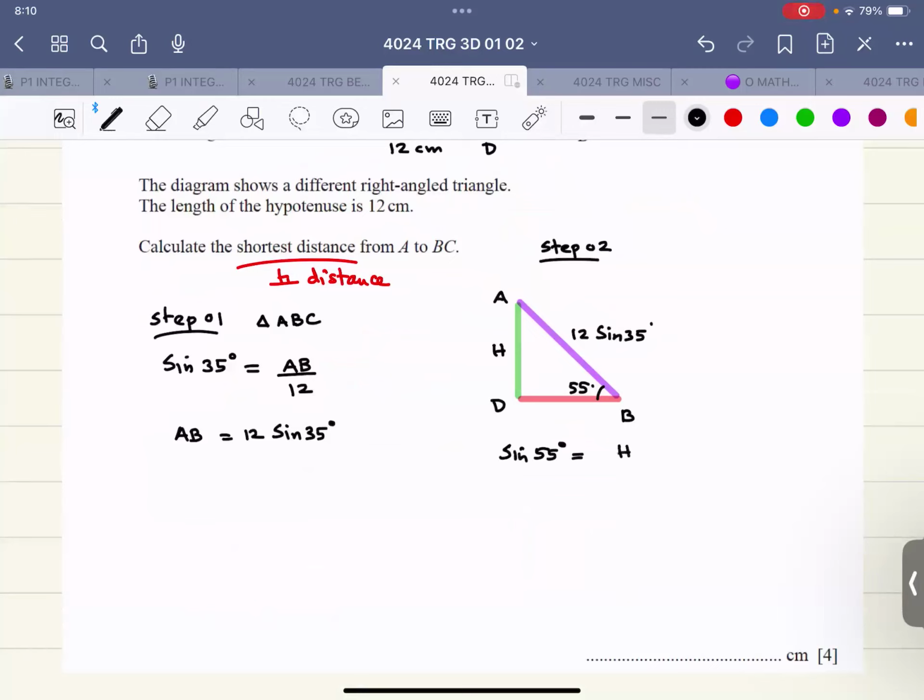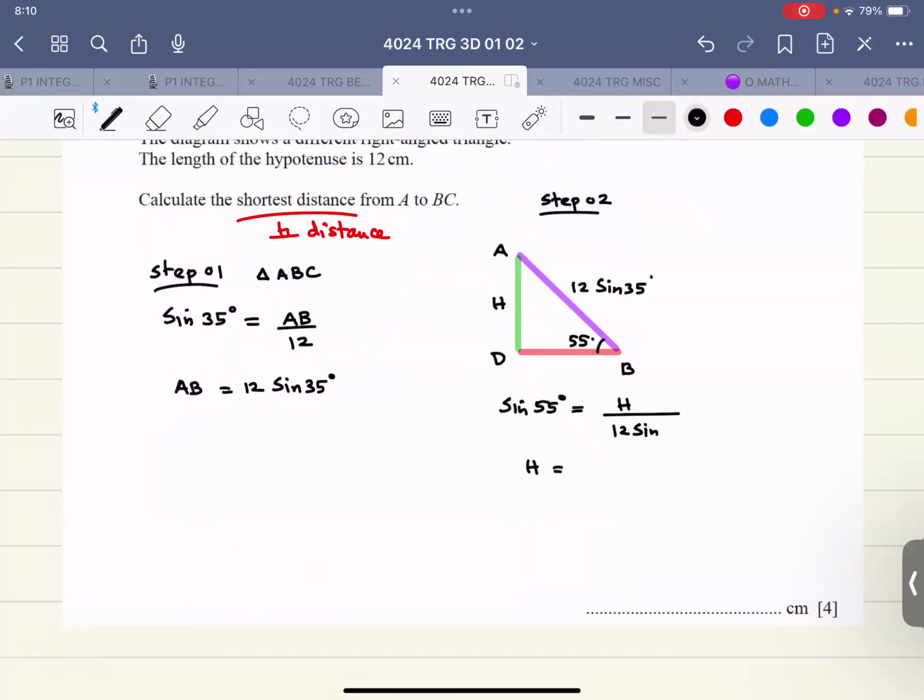this is not 55, this is 35. Let me just correct myself. Yeah, this is 35. So H equals 12 sine 35 multiplied by sine of 55. Let me use this value first, 12 sine 35. So first of all, 35 and then sine and then 12. This comes out to be 6.883, which can be written as 6.88.